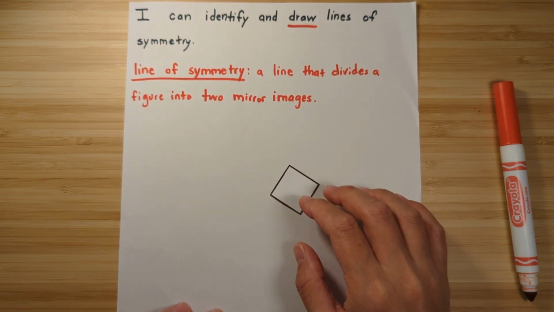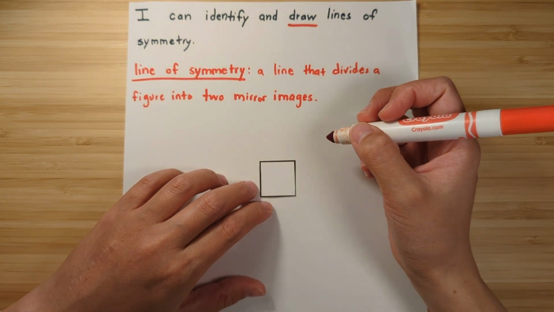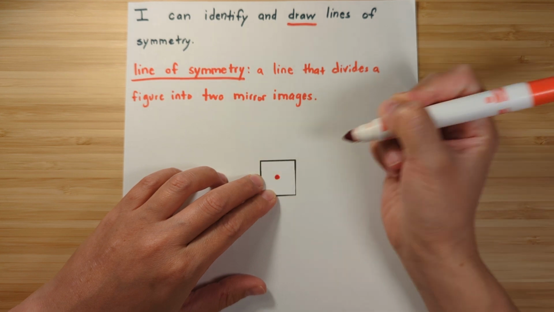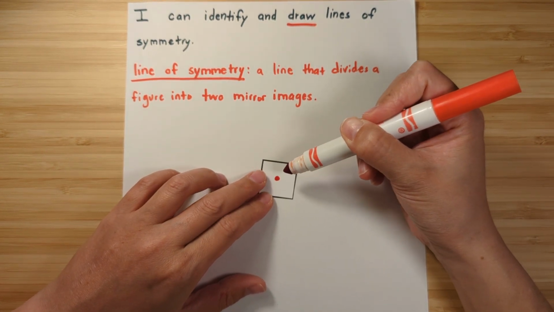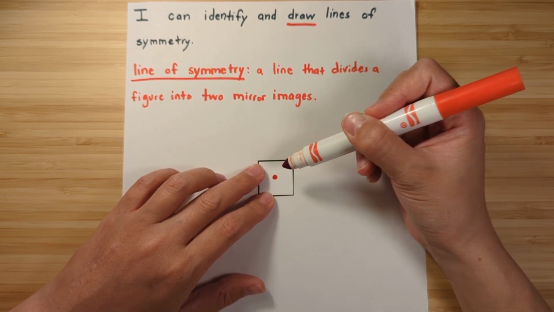So whenever you're given a figure, the first thing I always want you to do when you're looking at lines of symmetry is to either draw, if you can, or if it's on a computer, just imagine a center dot. This center dot will tell you or help you identify or draw a line of symmetry.